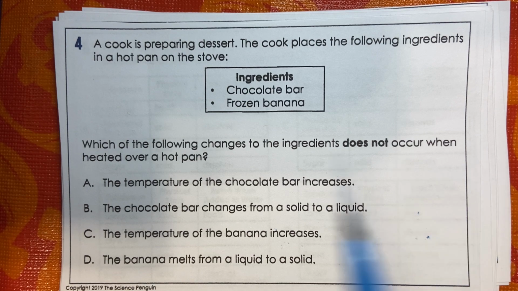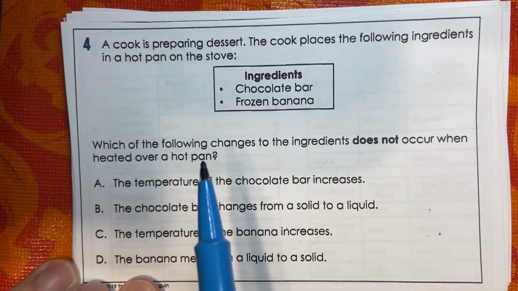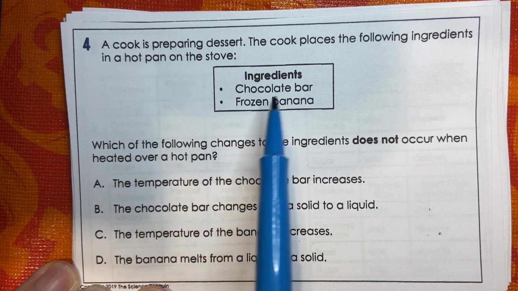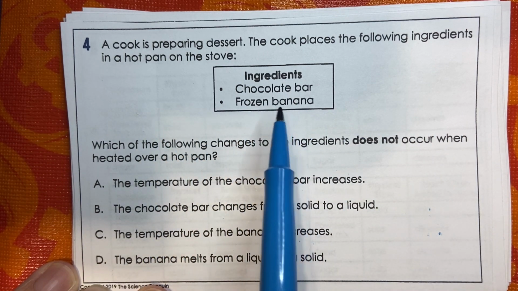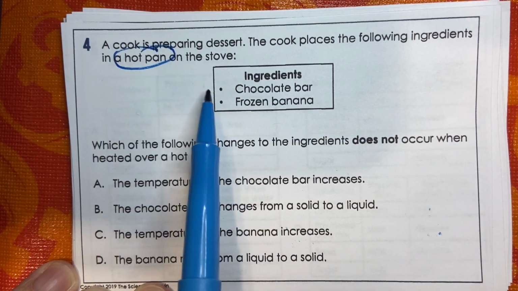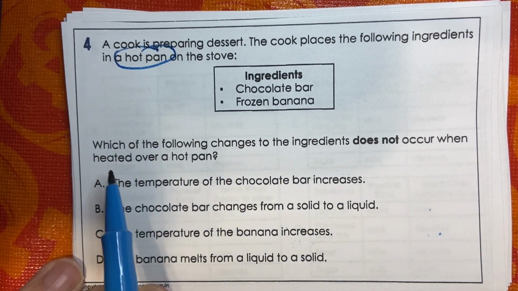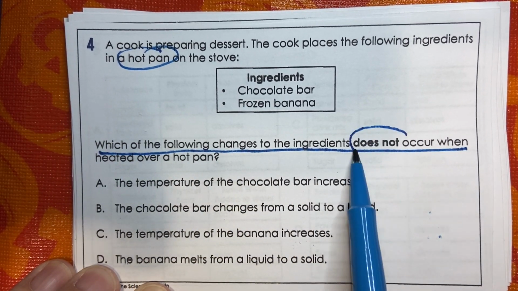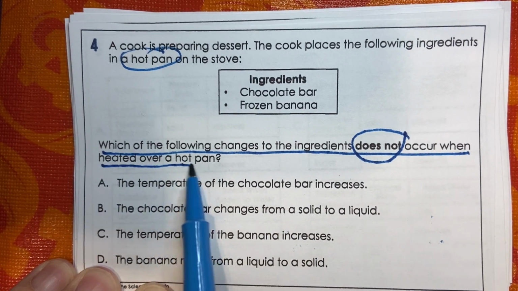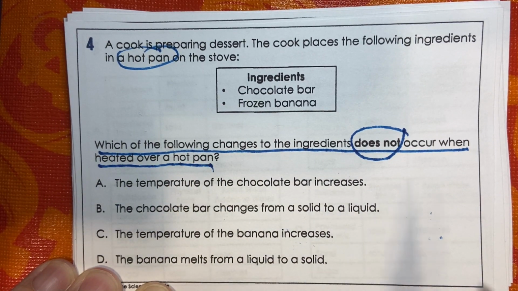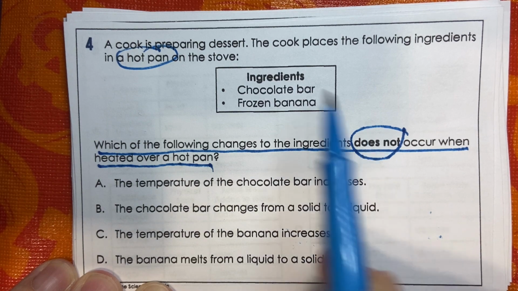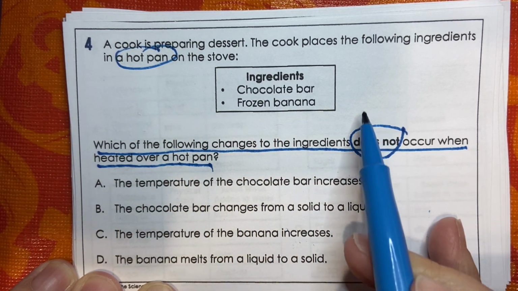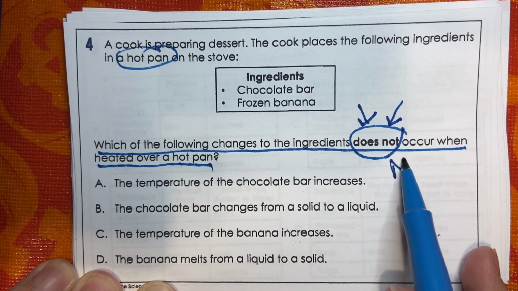Okay, question 4. A cook is preparing dessert. The cook places the following ingredients in a hot pan on the stove. I got a chocolate bar and I got a frozen banana. So we have a hot pan, and I'm going to put these 2 things in the hot pan. Question is, which of the following changes to the ingredients does not occur when heated over a hot pan? So this is a place where they would trick us, right? We're thinking, okay, it's hot. We look at these, which one happens, and that's how we make our mistake. We're trying to find the one that does not occur.